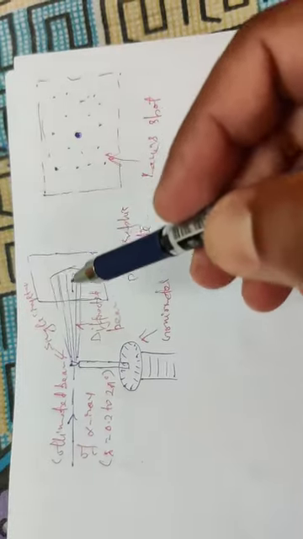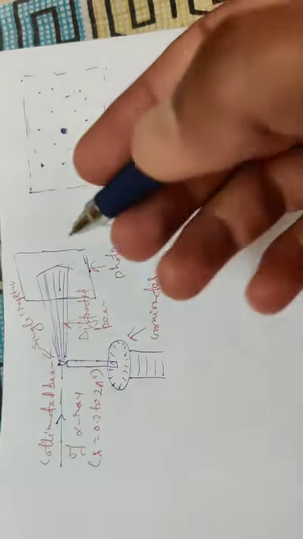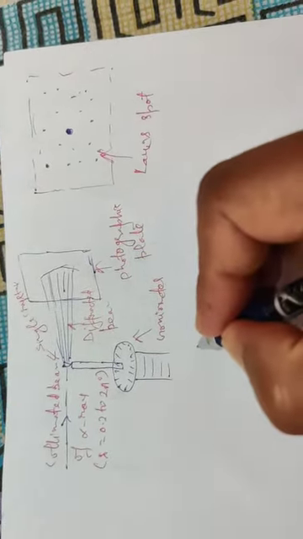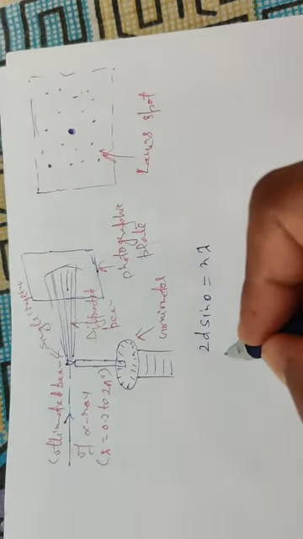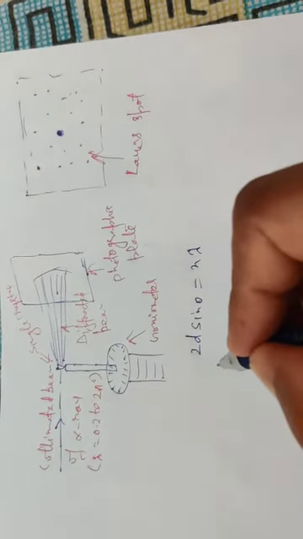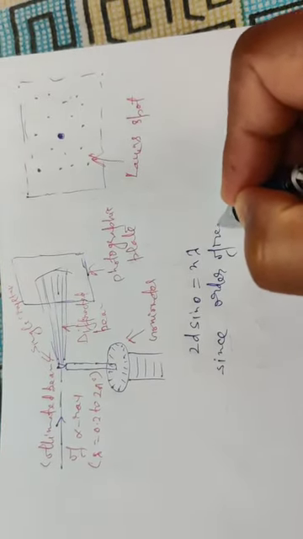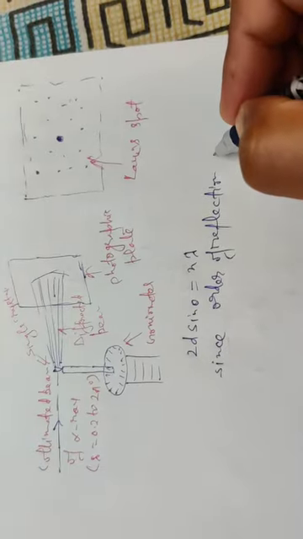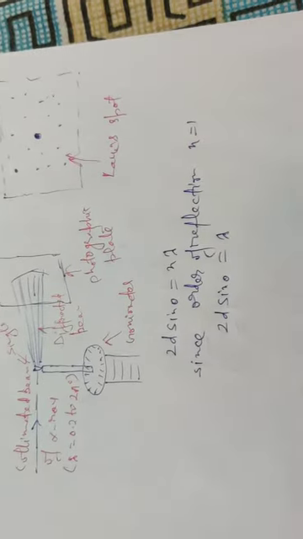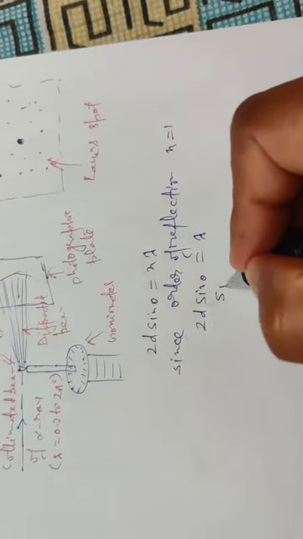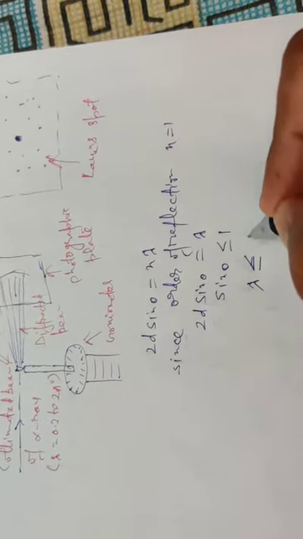So what planes will satisfy this diffraction pattern? That condition I have explained earlier, that is 2d sin theta equals n lambda. Suppose the order of reflection is 1, therefore 2d sin theta is equal to lambda. Since sin theta is less than or equal to 1, lambda will be less than or equal to 2d.